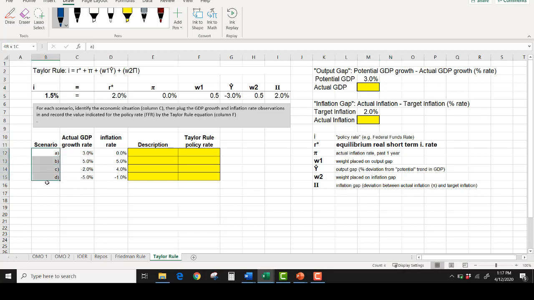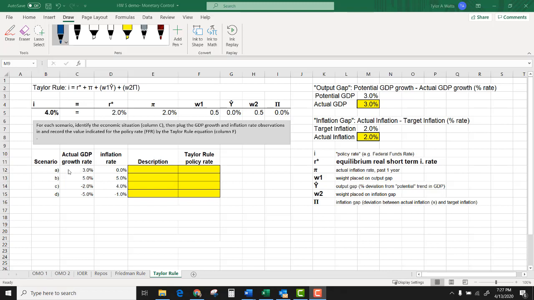So I've got 4 different scenarios. We've got an actual GDP and inflation rate given. We'll plug those in. We'll see what the Taylor Rule equation kicks out as the recommended policy rate, and we'll slap a description on that. Okay, we'll see how the Taylor Rule reacts, and we'll see if there are any limitations to the Taylor Rule. So scenario A. Okay, so we have actual GDP growth rate at 3% and the inflation rate at 0%. So let's go ahead and plug these in.